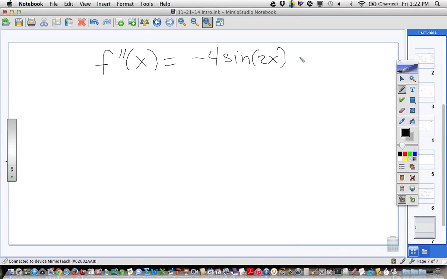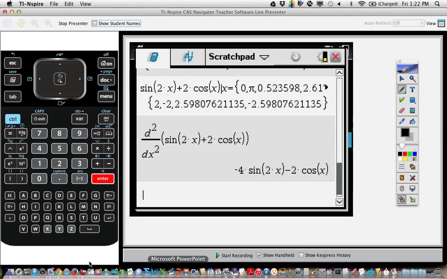And what was it? Plus or minus? Minus 2 cosine x. All right, and we're going to set that equal to 0. You've got to have that on your paper. Even though the calculator did it for you, you've got to write out that equation. That's what you're solving. Now we can let the calculator solve it, so let's do that. Go ahead and solve that.